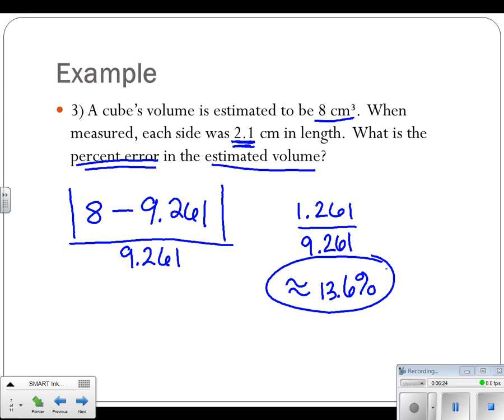So this is where we're seeing how far off, as a percent, that 8 centimeters was from the actual 9.261 volume. So we're comparing the actual volume to that estimated volume and representing it in a percent.